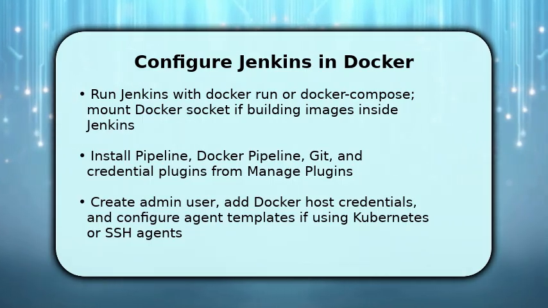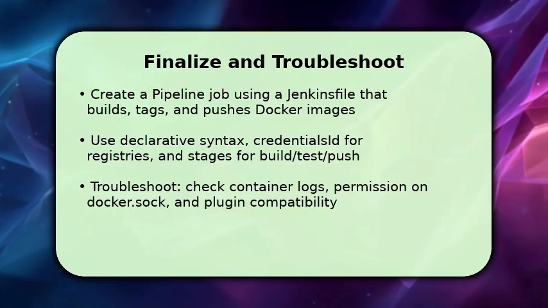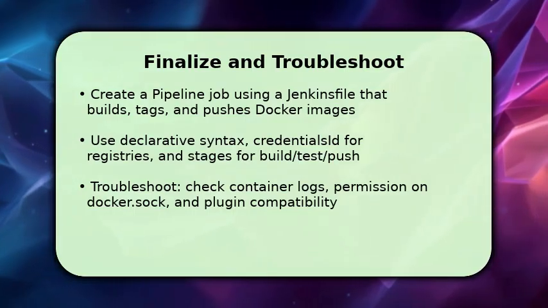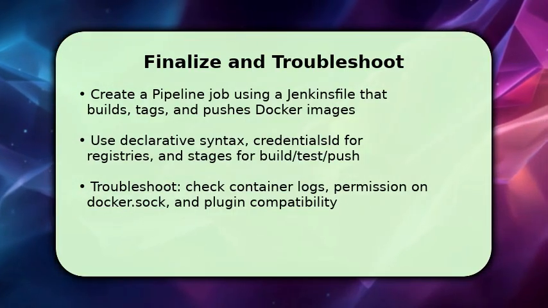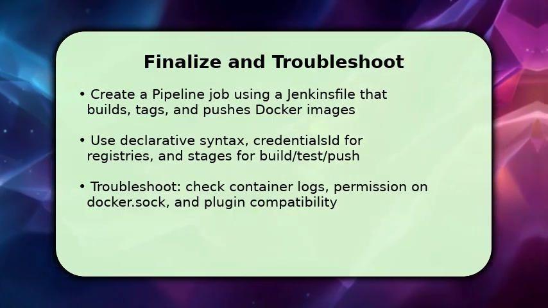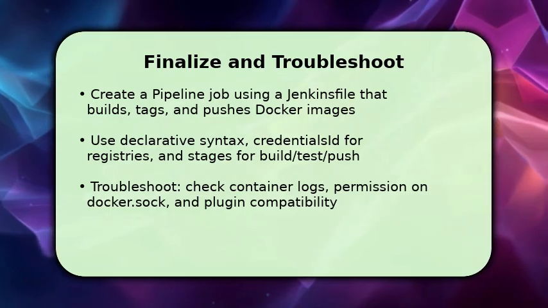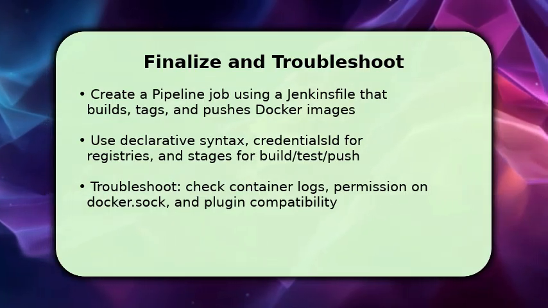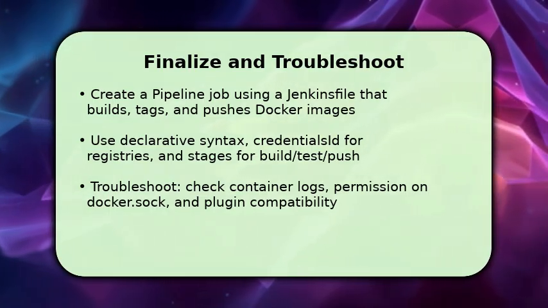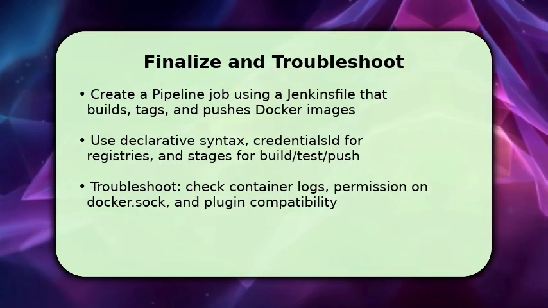Finish by creating a pipeline job and committing a Jenkinsfile that builds, tests, tags, and pushes Docker images to your registry. Use declarative pipeline with stages and credentials ID for secure registry access, and make sure workspace volumes are writable. Once done, trigger the pipeline and watch logs to confirm image artifacts.